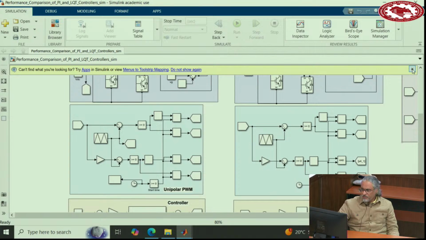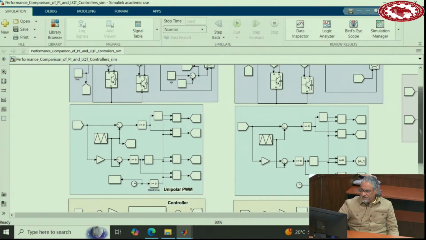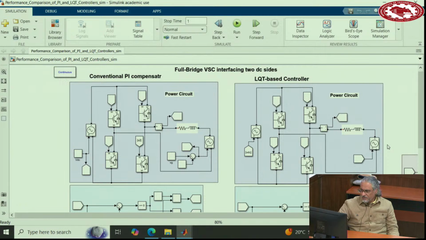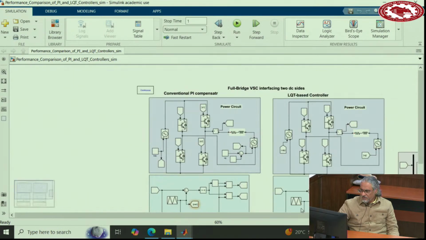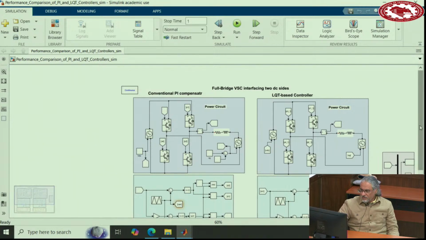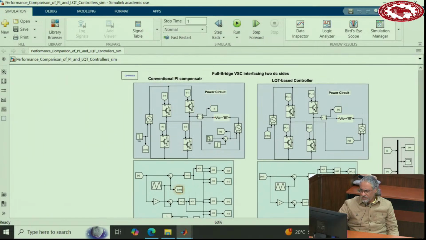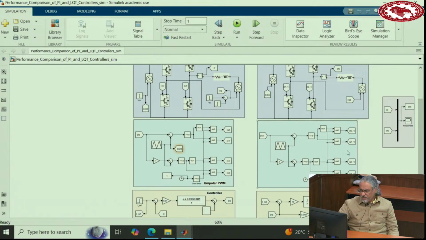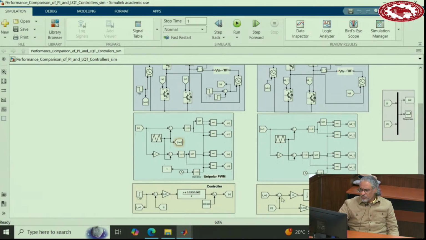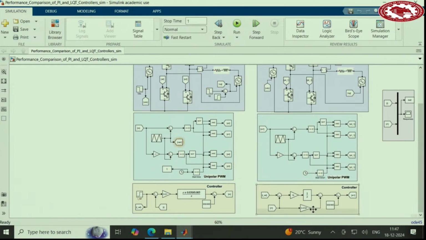Alright, so we have the file here. This file compares the transfer function approach with the LQT. So we have a PI controller and an LQT. Two converters and two PWMs here. We are using unipolar, and two controllers. One is using a PI and one using LQT with two gains, 10 and 0.197.